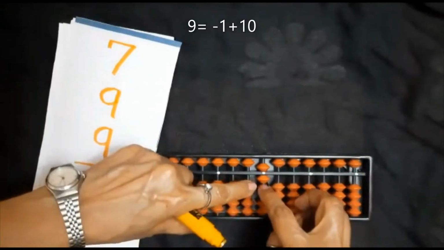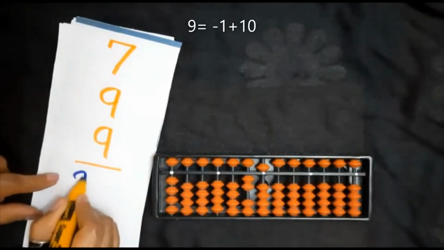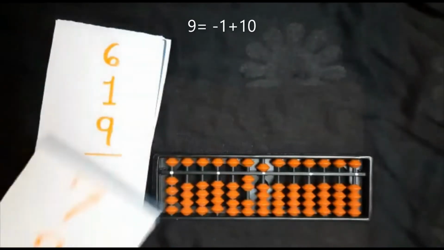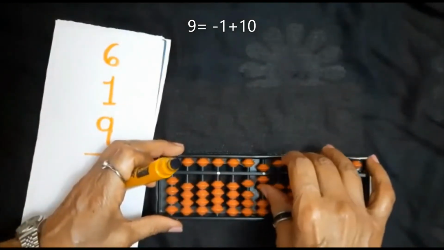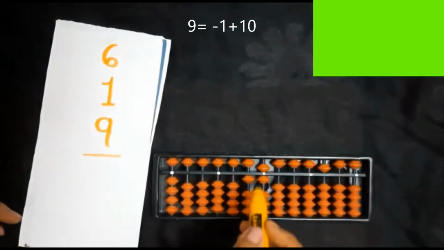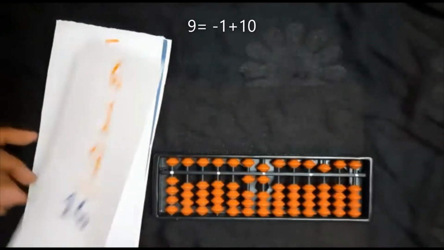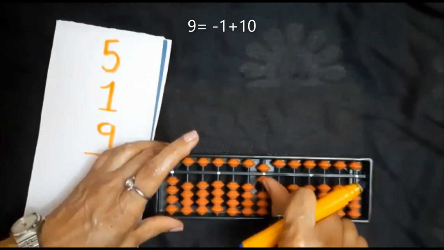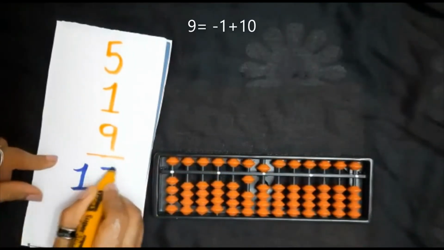7 plus 9 plus 9, so answer is 25. We know that upper bead's value is 5. Clear the abacus. 6 plus 1 plus 9 minus 1 plus 10, so answer is 16. Clear the abacus. 5 plus 1 plus 9, so answer is 15.